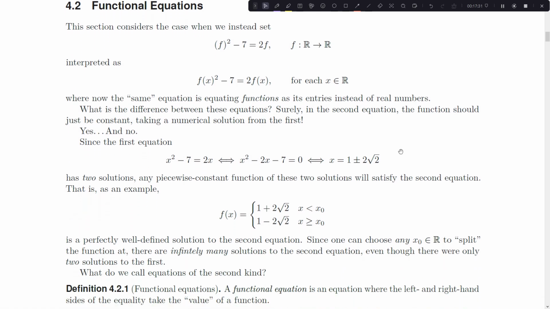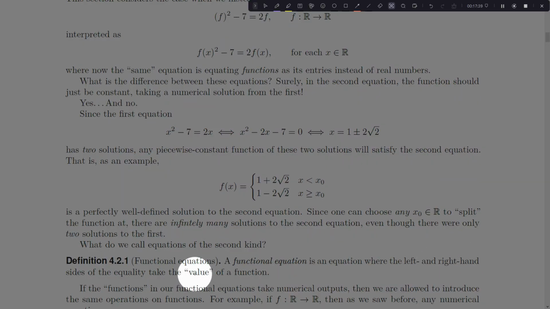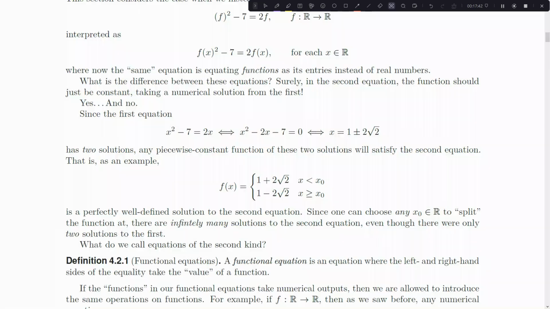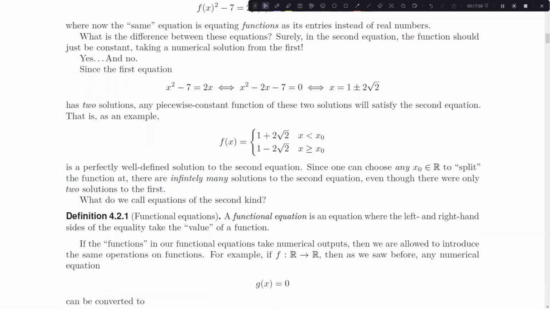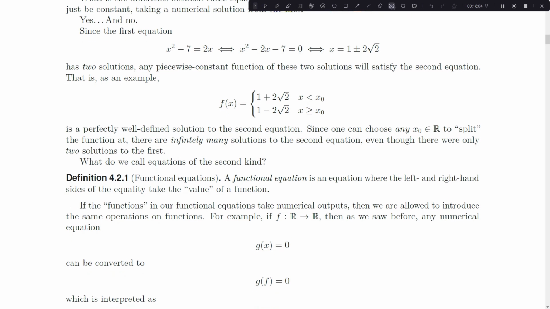Okay, so here's the true definition of a functional equation. A functional equation is an equation where the left-hand and right-hand sides take the quote-unquote value of a function, and that's interpreted as the function has a domain and range, such that no matter what value I plug into the domain, the value I get out of the range actually satisfies the equation.